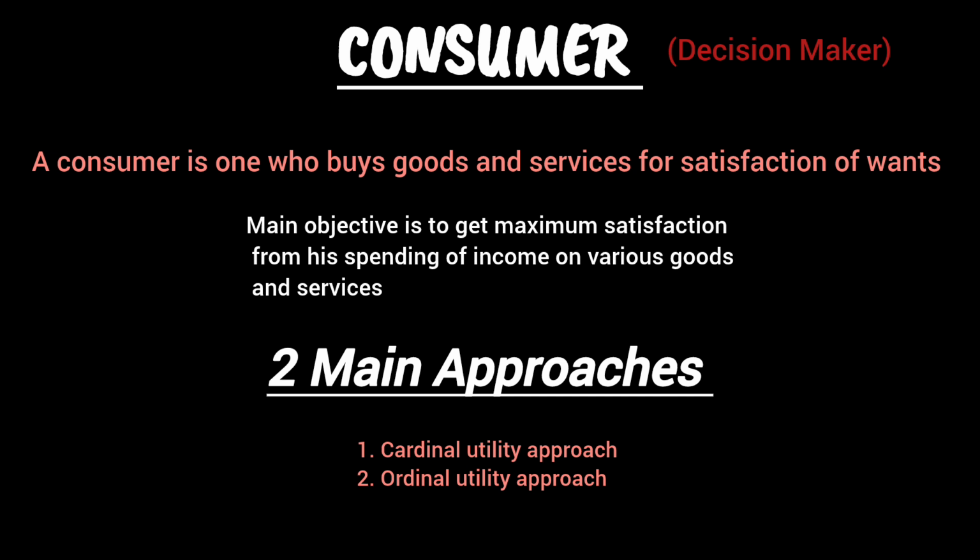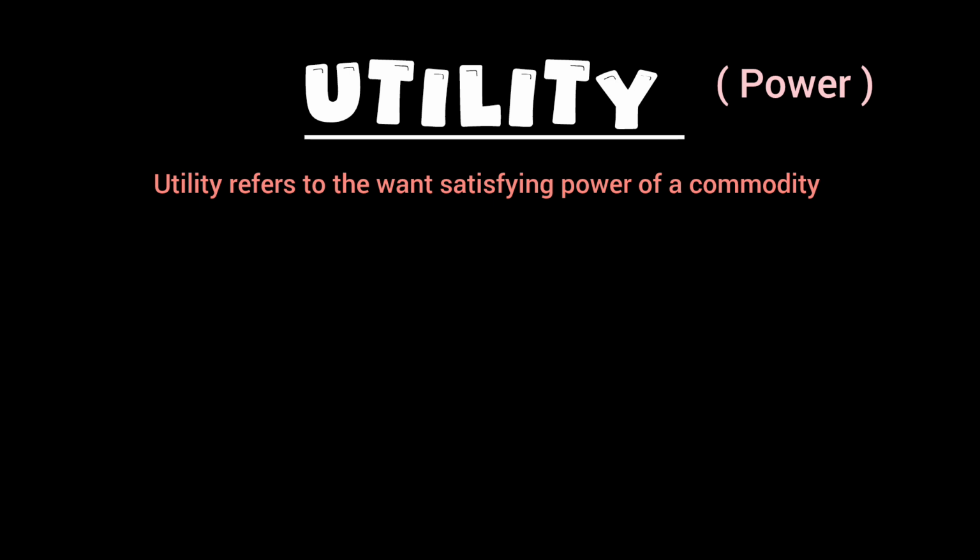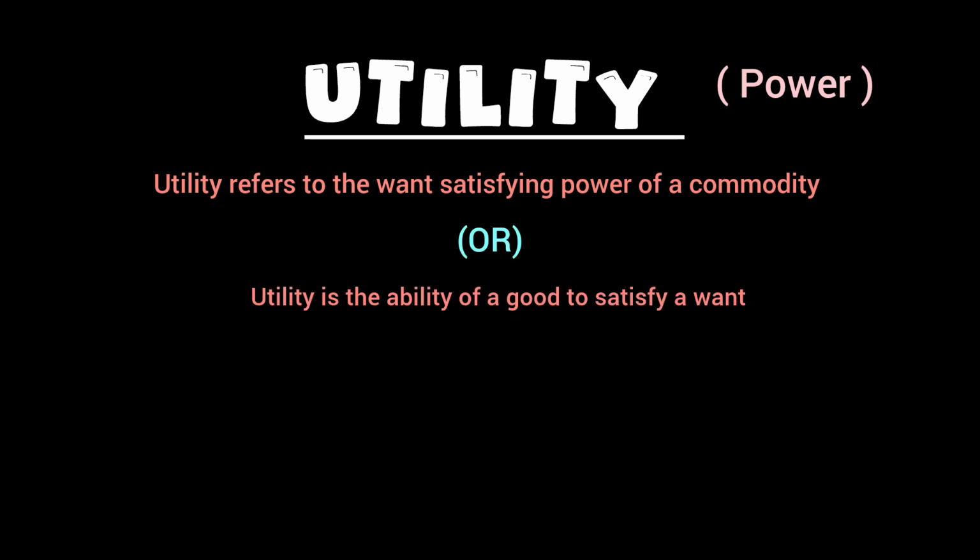So first we will see the cardinal utility approach. Before that we will see what utility is. Utility can be termed as a power. Actually, utility refers to the want satisfying power of a commodity. It is the satisfaction, actual or expected, derived from the consumption of a commodity. Utility differs from person to person, place to place, time to time. In other words, utility is the ability of a good to satisfy a want. In short, when a commodity is capable of satisfying human wants, we can conclude that the commodity has utility.